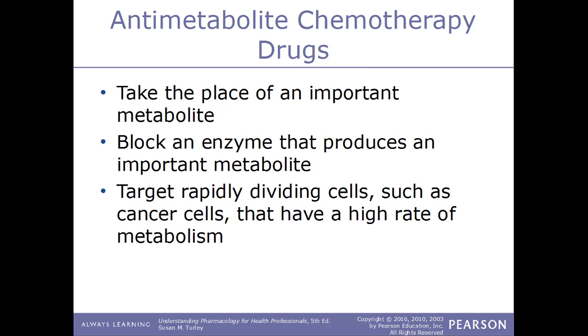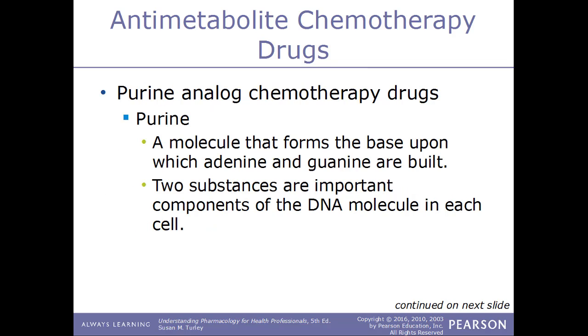And this category of drugs is used to target rapidly dividing cells, such as cancer cells, because they have a high rate of metabolism. And there are various different kinds of antimetabolite chemotherapy drugs. And one of those are the purine analog chemotherapy drugs.